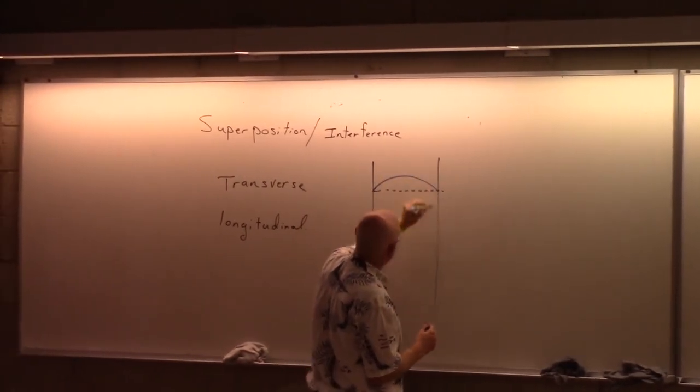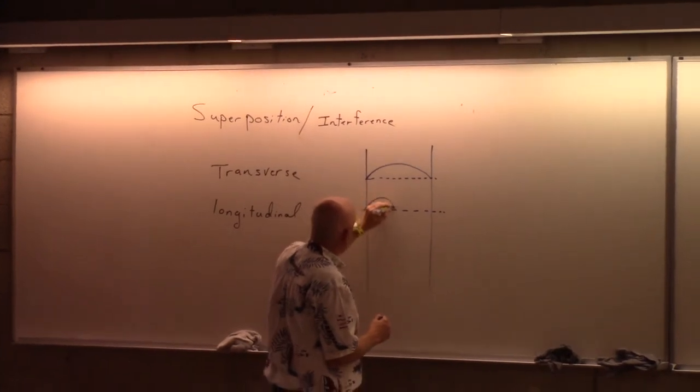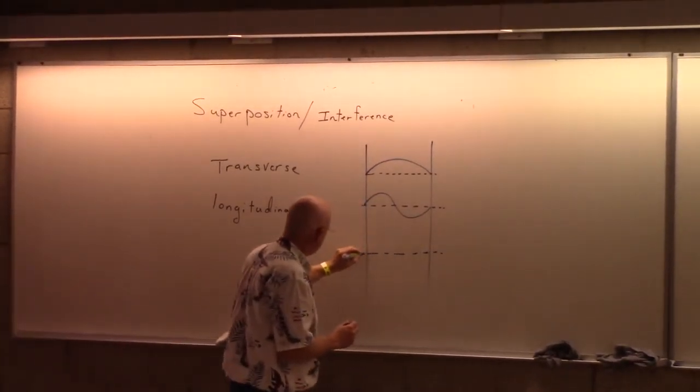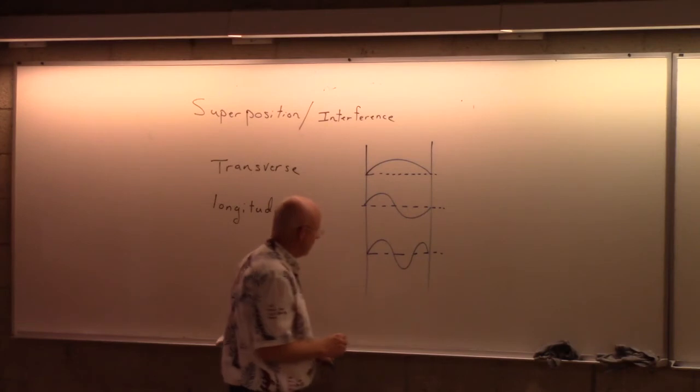And we could have this possibility. We could have this possibility. We could have this possibility. Oh, that was a terrible drawing.